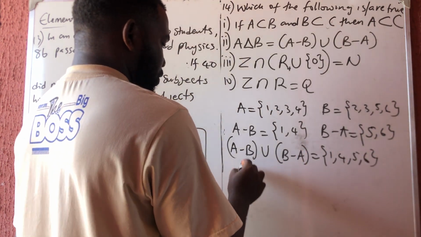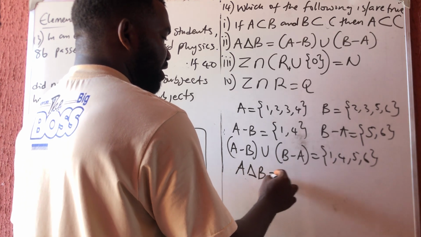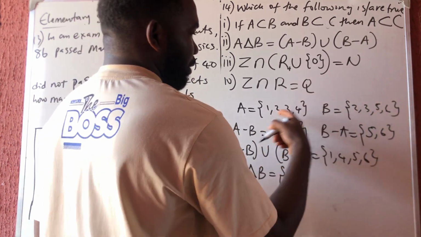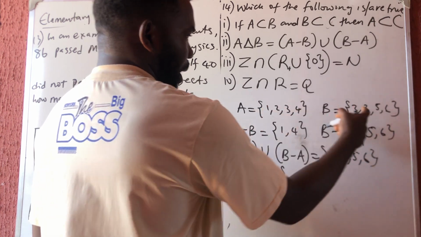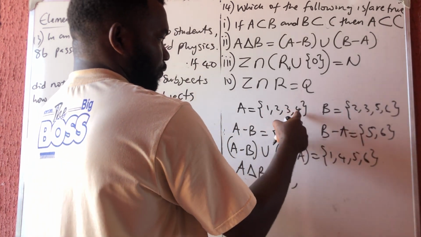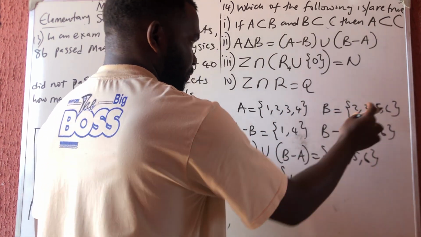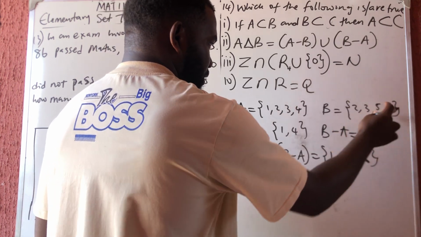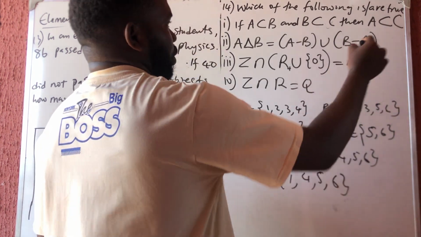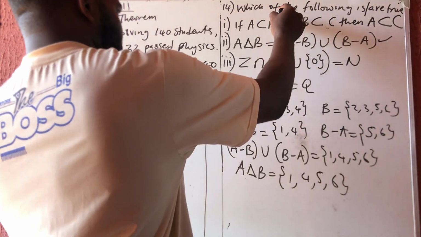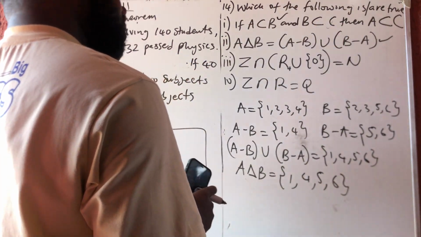You know that A symmetric B means the uncommon elements, the ones they don't have in common. So 1 is here, 1 is not here, 1. 4 is here, 4 is not here, 4. 5 is here, 5 is not here, 5. 6 is here, 6 is not here, 6. So this is correct. This is equally correct. Now let's talk about the third one.